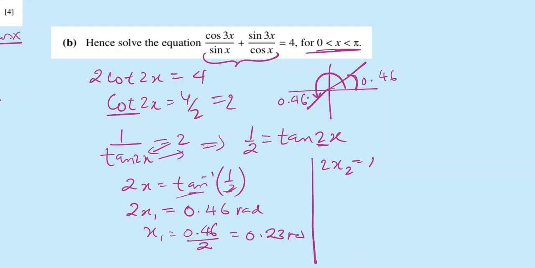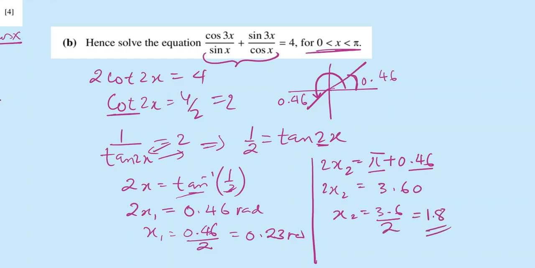So that angle will be pi plus 0.46. Okay, and 2x2 comes out to be 3.14 plus this, which is 3.60, and x2 will be 3.6 divided by 2, 1.8 radians. And both the answers are within our domain.